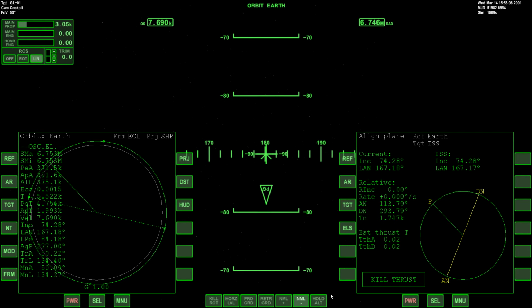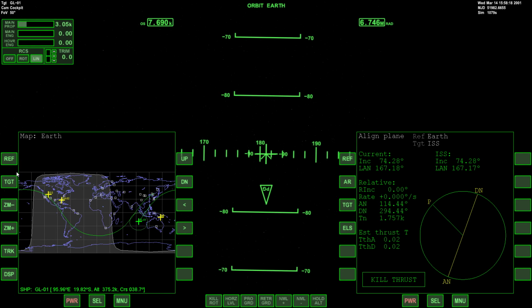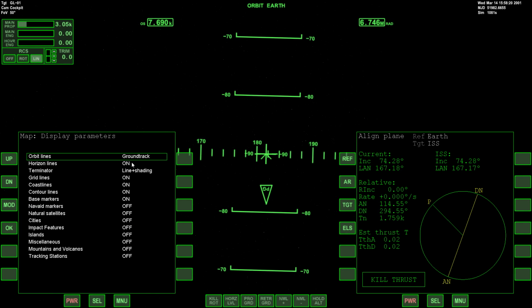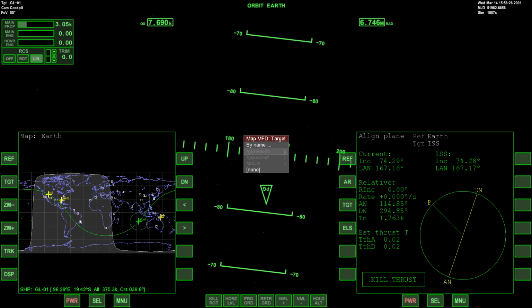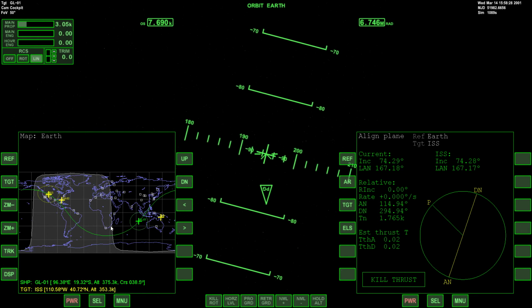Before I leave you, though, let me give you one more example. Now let's say that we want to go to Mir. Let me open the map MFD, and let's change display from ground track to orbit plane again, and target. Very quickly though, let me target ISS.